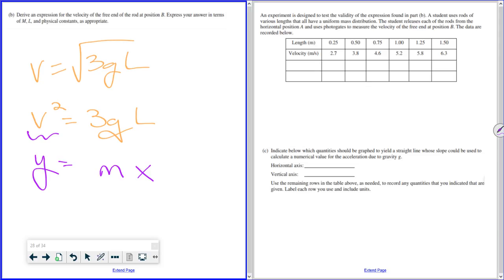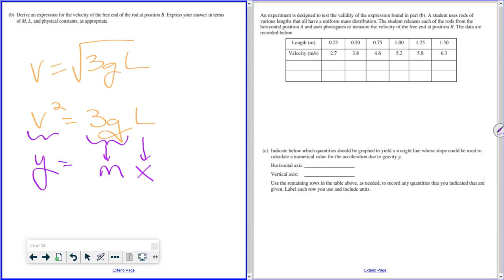So to me, this is probably easier. Let's just make our slope equal to 3g and make x be L. Does that make sense, you guys? Why couldn't we just have y be v and then x be root L, and then the slope be root 3g? Oh, I guess you could do that. That would work. Yeah, okay, that works. Yeah, I'm good with that.